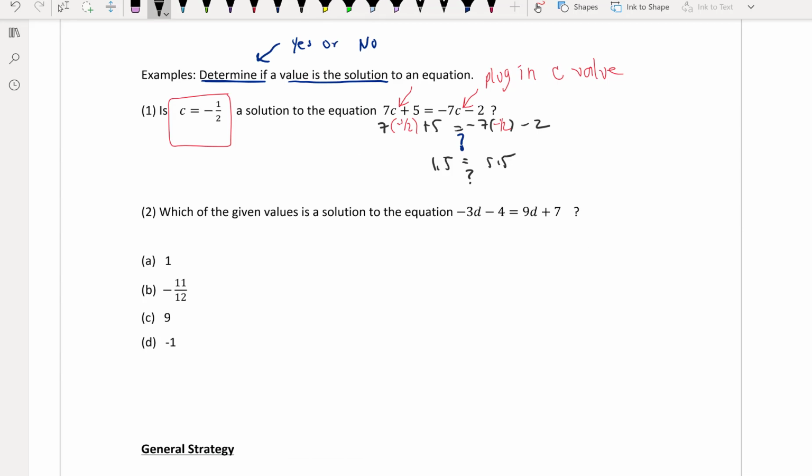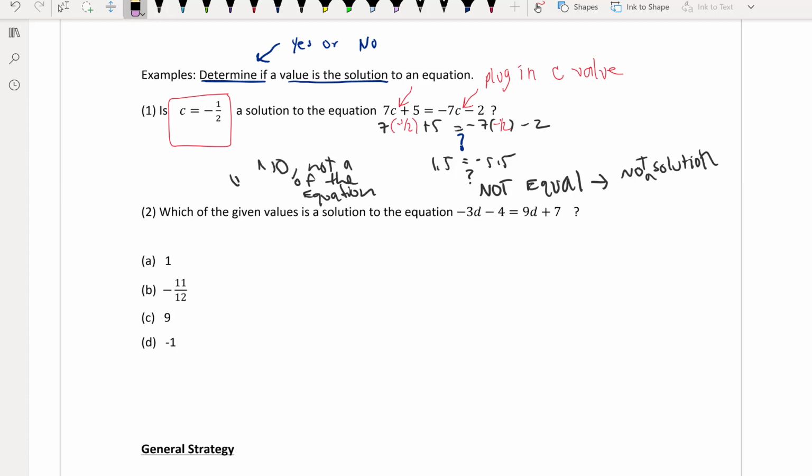Was it negative or was it positive? It was negative. Okay, so negative 5.5. So we know that these are not equal to each other. Whenever these are not equal to each other, you're going to say that there's no solution, or not a solution. So you're going to say no, not a value of the equation. Or better yet, not a solution.